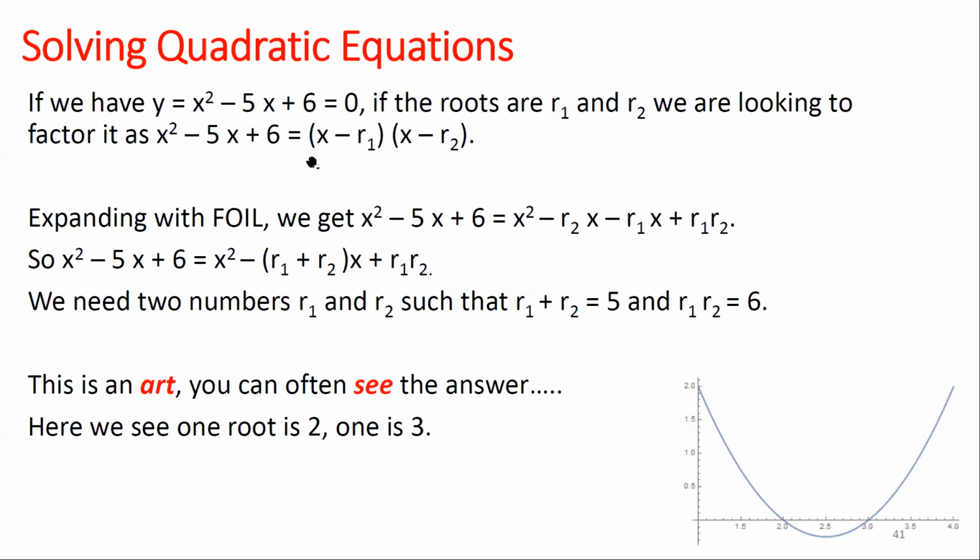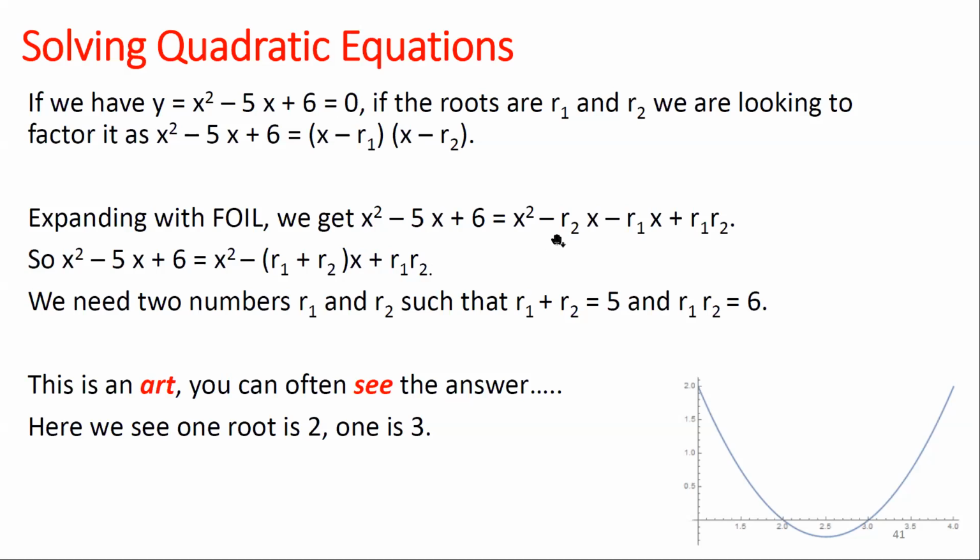So imagine that we have two roots, r1 and r2. That's where our function hits the x-axis. If the roots are r1 and r2, that means we can write x squared minus 5x plus 6 as x minus the first root times x minus the second. When we put in x equals r1, what is r1 minus r1? 0. So when we put in x equals r1, it vanishes. What if we put in x equals r2? What's r2 minus r2? Also 0.